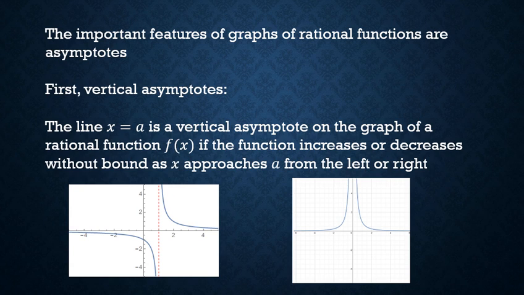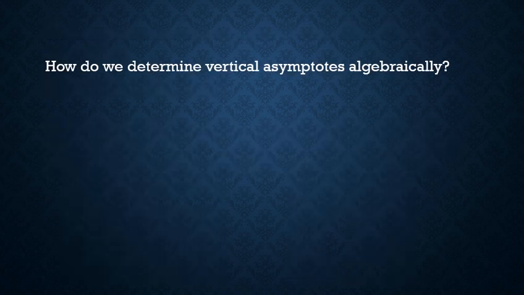The graph on the right-hand side here, we have a vertical asymptote at x is equal to 0. In this case, the function is increasing without bound from the left and from the right-hand side. These are the two most common types of situations you would see in regards to having vertical asymptotes. Well, this is pretty easy to see just by looking at the graph, but if you're just given the function, how would you tell where you have a vertical asymptote?